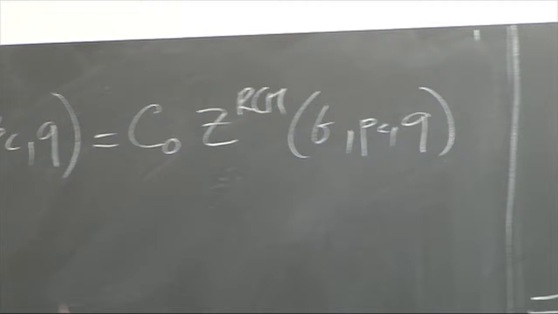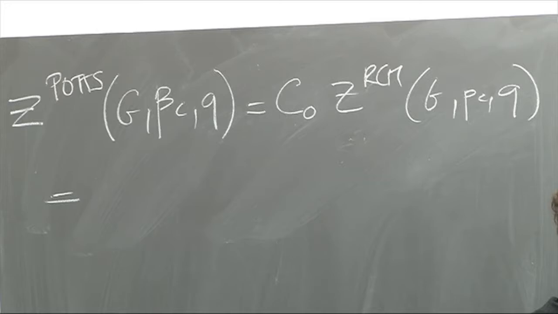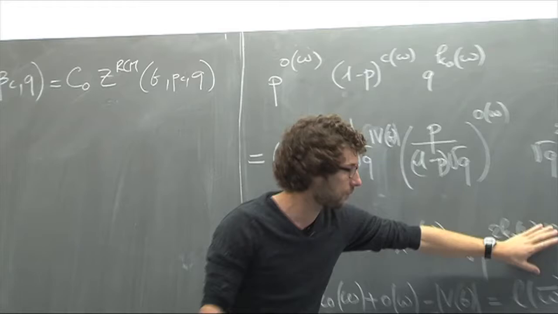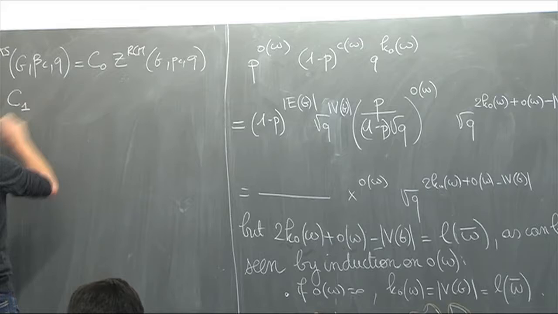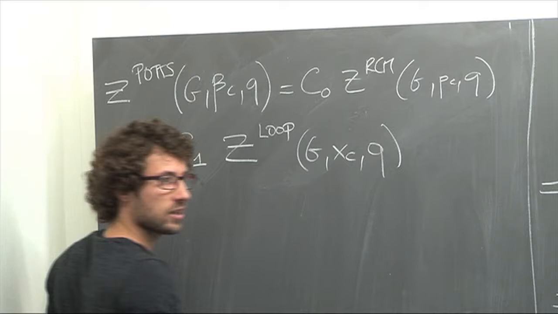Now this partition function is the sum over every configuration of P to the number of points. So up to this constant, it's exactly the sum for the loop model. So you can also express this, up to a very explicit C1, as something on loops. And on loops, x is equal to 1.